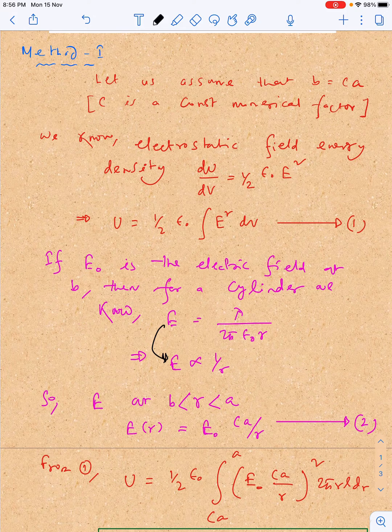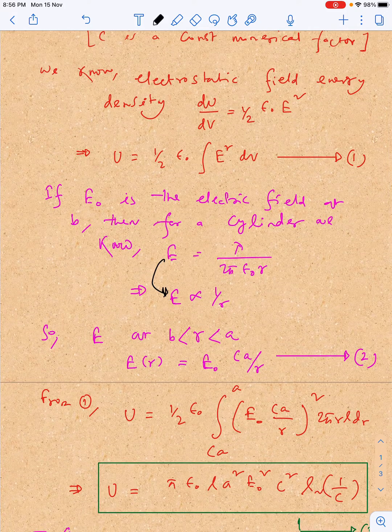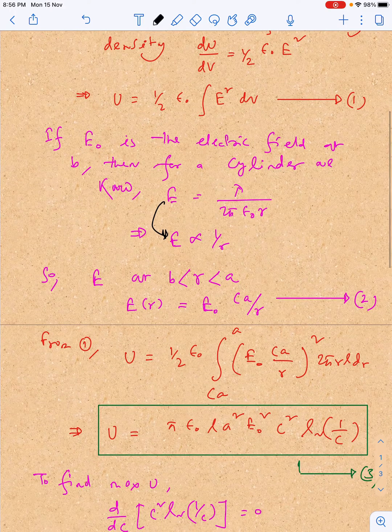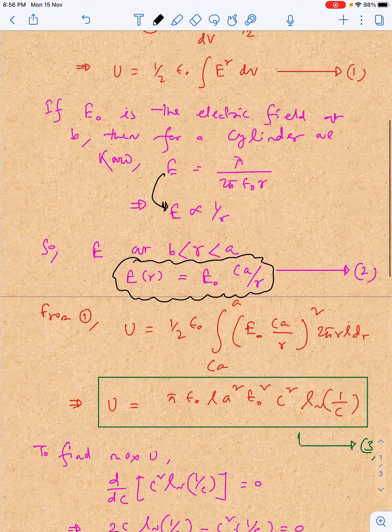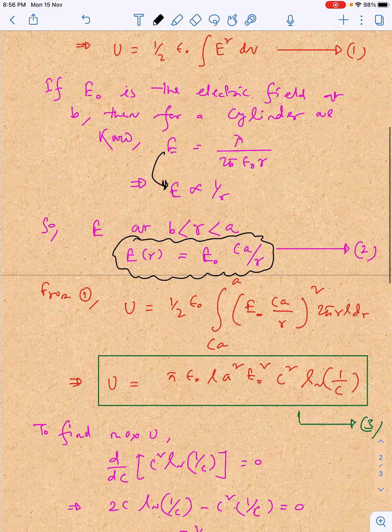So I will use that to find the electric field at a point r which is greater than b but less than a. In that case E of r will be E naught into ca by r, where ca is nothing but b, as we have already discussed. So now U equals half epsilon naught times the integration from b to a, that is ca to a, of E naught ca by r whole squared into 2 pi r L dr. This is the elemental cylindrical volume. After integrating, we get U equal to pi epsilon naught L a squared E naught squared c squared ln of 1 by c.